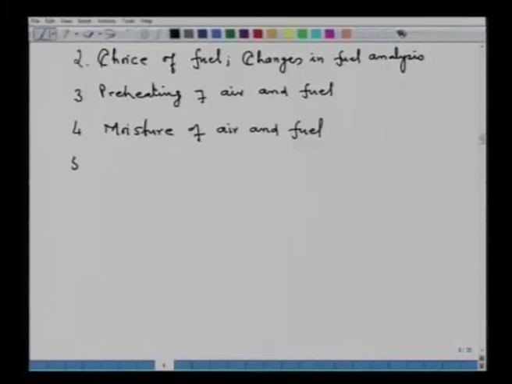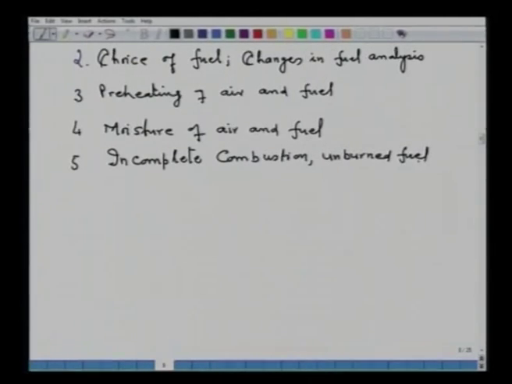Fifth point is incomplete combustion. Unburned fuel. They will also affect the heat utilization in furnace, because if there is an incomplete combustion, CO will be produced and the CO will be also raised to the process critical temperature.